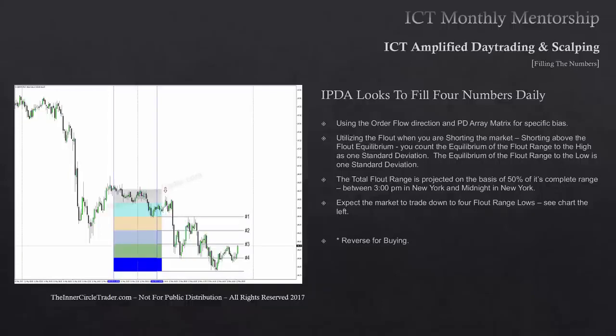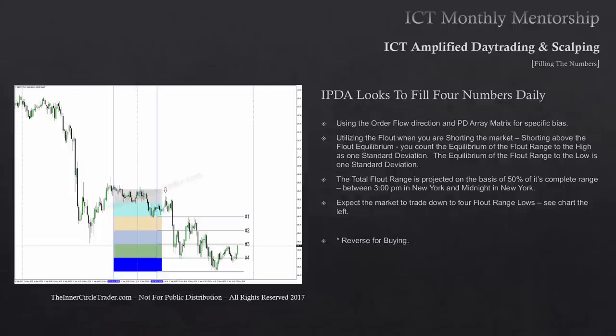But we take that total range, its entire range from 3 p.m. to midnight, New York time, whatever that range is, find out what the middle of it is, or equilibrium, or basically find the mean threshold of that total range. What you end up with is 2 new ranges, but one of those ranges equates to 1 of the numbers that would be used for flout. You expect the market to trade down 4 flout ranges in the form of a low. So once you project the flout down 1 new low of its range divided in half, that constitutes level 1 of 4 numbers to fill for the day.